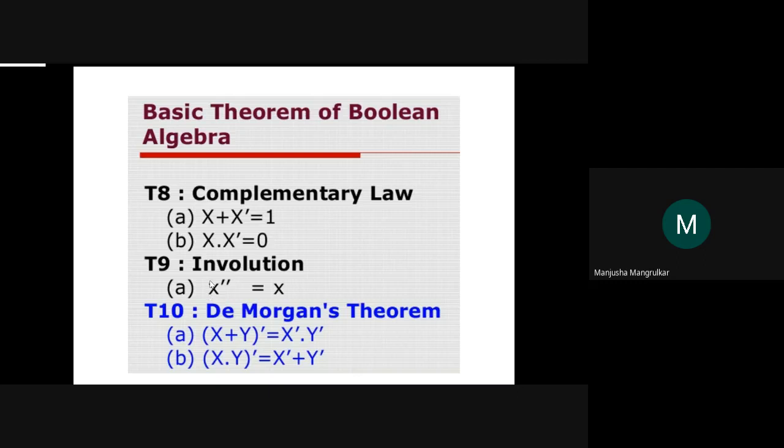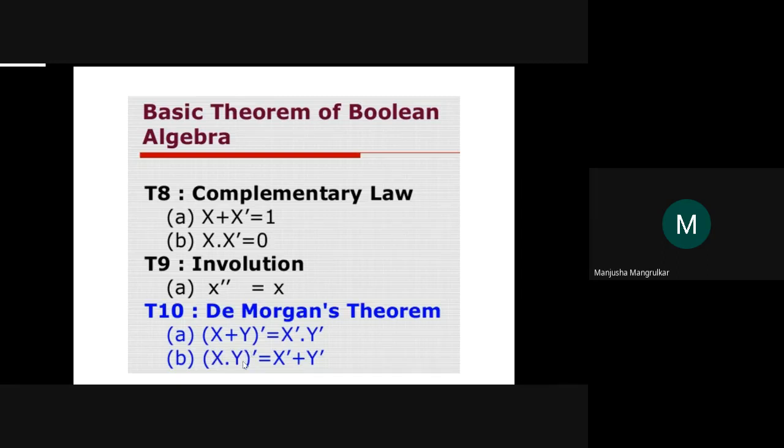Involution law. X double complement, right? X with a single complement, suppose x is equal to 0, so x single complement is 1. Again the complement means x is equal to 0, so the original value of x comes back if it is a double complement. So this is very important. If it is a double complement, then the original value comes. And De Morgan's theorem, what we have seen: (x or y) whole complement is equal to x complement and y complement, right? This De Morgan's theorem we have proved in lecture number 3.